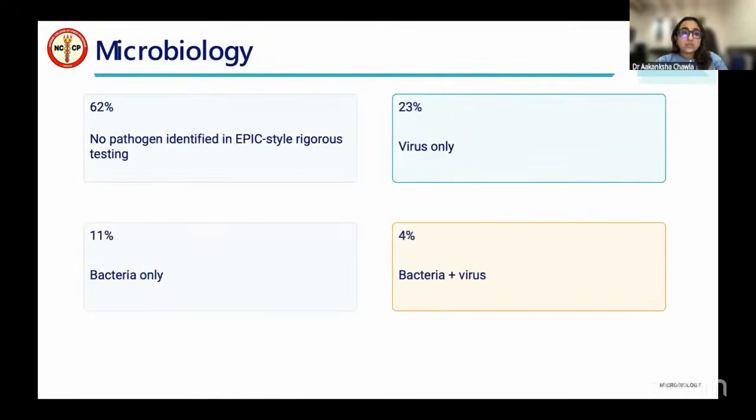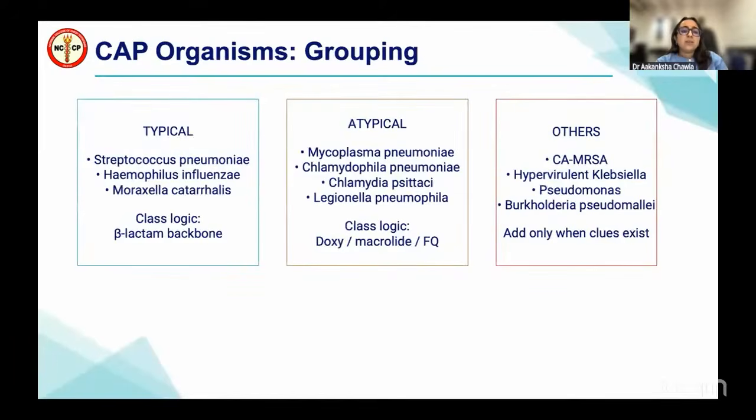Then, in about 62% of cases, no pathogen is identified in the pneumonia patients. The common organisms that we see causing community-acquired pneumonia, typical ones are Strep pneumoniae, H influenzae, Moraxella catarrhalis, and the mainstay of treatment for these is your beta-lactams and beta-lactamase inhibitors. Then for atypical, the organisms are Mycoplasma pneumoniae, Chlamydophila pneumoniae, Chlamydia psittaci, and Legionella.